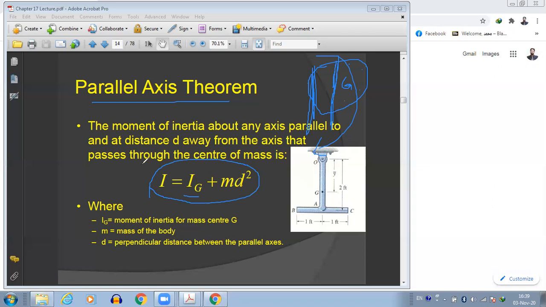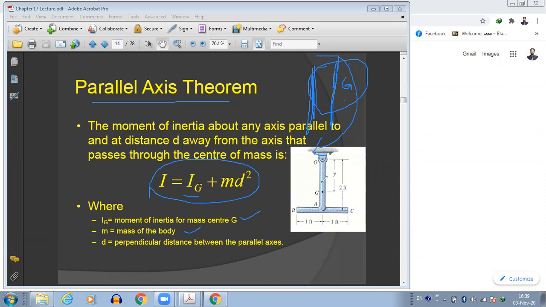Okay, so let's study this formula. The formula is that we can find I, the moment of inertia at any point, which will be equal to Ig, the moment of inertia through the center of gravity, plus md square. M is basically the mass of the body. Ig is the moment of inertia for mass center G. M is the mass of the body, and d is the perpendicular distance between the parallel axes.